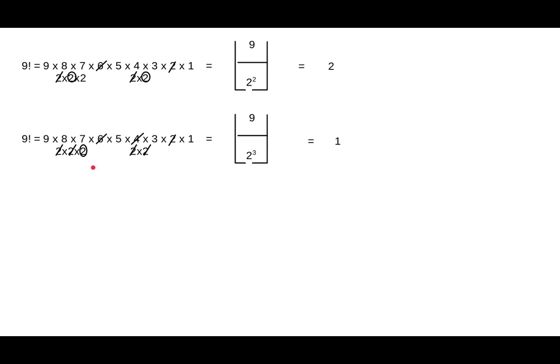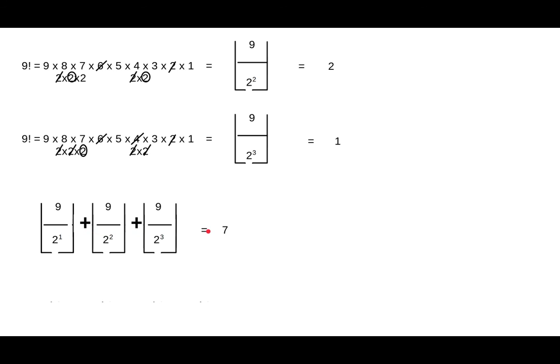So now we've taken all the powers of 2. We have to add them because that's how we're going to find the total. So we add them and we get 7. And that's what we got in the earlier slide. So that proves the property.